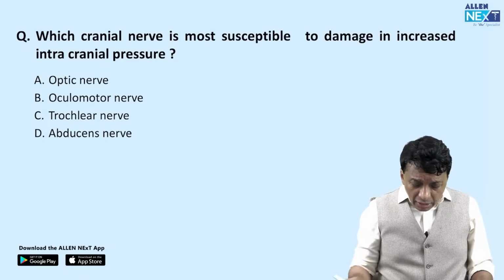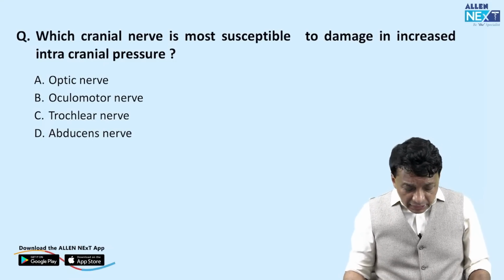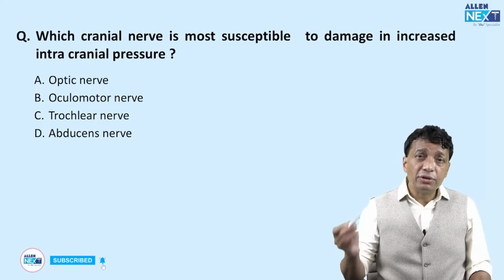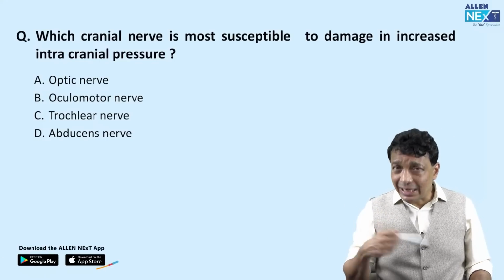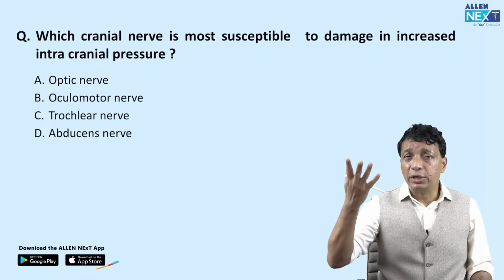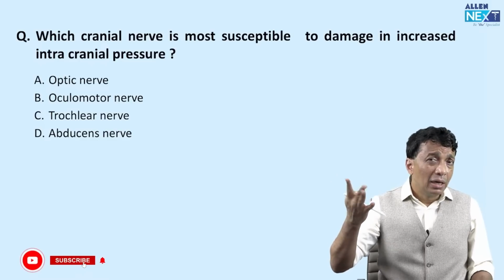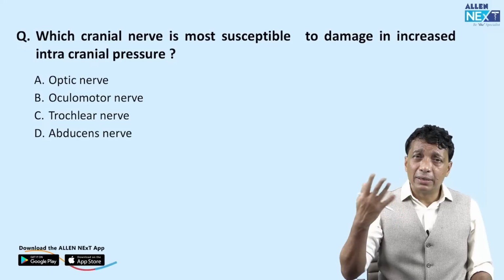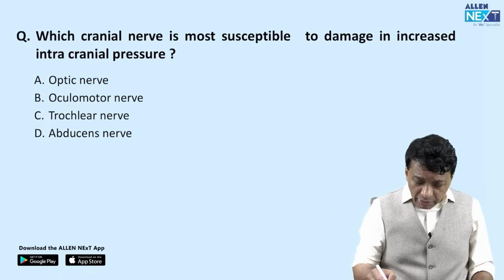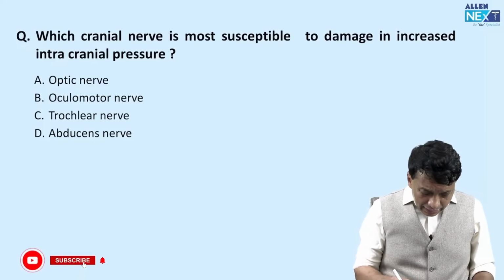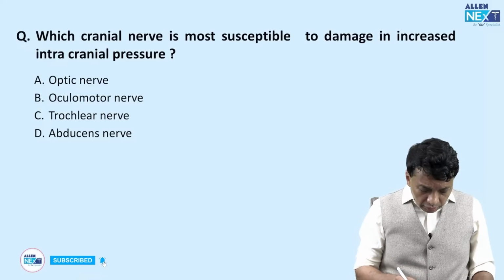Very well. Which cranial nerve is the most susceptible to damage in increased intracranial pressure? Okay, and that's a very important question. Increased intracranial pressure, intracranial tension. Remember, not intraocular, intracranial. So whenever you have a brain tumor, there's bleeding inside, subarachnoid hemorrhage, non-traumatic ruptures of aneurysms, so there is raised ICT. So which cranial nerve is the most susceptible to damage? Is it the second? Is it the third? Is it the fourth? Or the sixth?